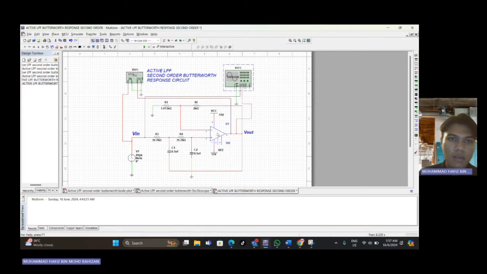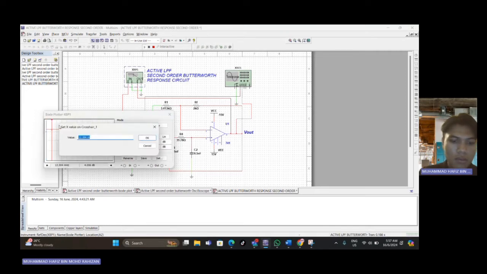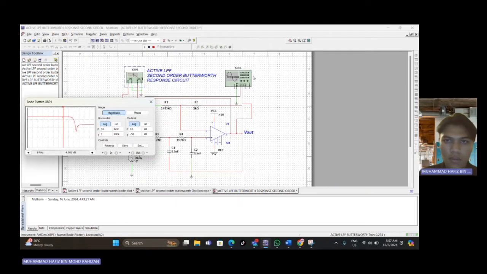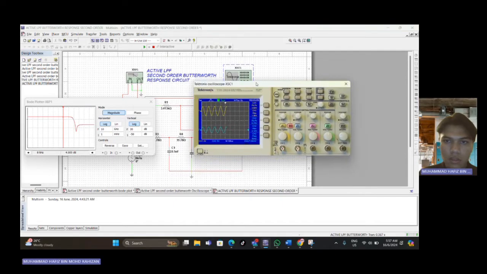So when I combine the circuit between the Bode plotter and oscilloscope, this is what I get. So I will show the result. For the Bode plotter, same, we just repeat what we do, 8 kilohertz, and then for the oscilloscope, there we pause. So same, the result is peak to peak 3.63 volt, followed by this result.